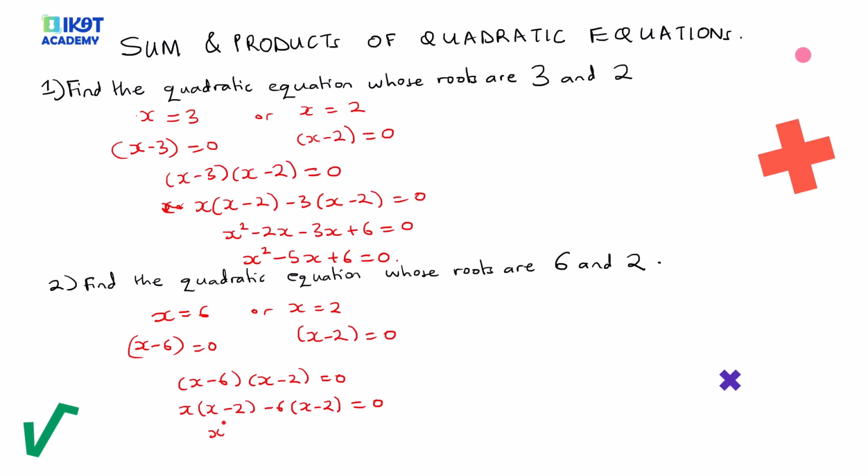So what do we get? x squared minus 2x minus 6x plus 12 is equals to 0. So we have x squared minus 8x plus 12 is equals to 0. So we found the quadratic equation whose roots were 6 and 2. So that's the answer.